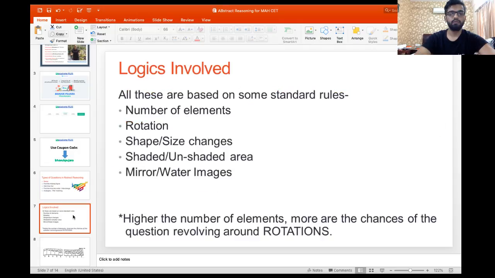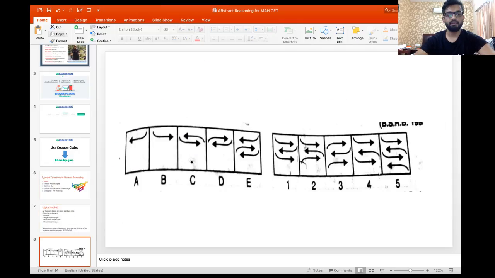Okay, no questions. Let's take the first example. See what is happening. The 5 figures are given to me and the options are 1, 2, 3, 4, 5. You have to figure out which is the correct option. Let's see what is happening here. A is giving me one arrow which is pointing towards west, right? And its tail is pointing towards north. In B, the tail is still in the north, but the head has moved to east now. So it's a kind of mirror image, right?